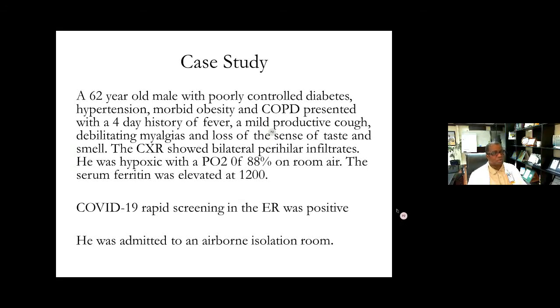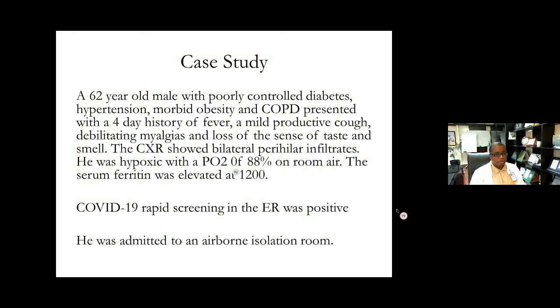We have a 62-year-old male with poorly controlled diabetes, hypertension, morbid obesity, and COPD who presented with a 4-day history of fever, a mild productive cough, debilitating myalgias, and loss of sense of taste and smell. The chest X-ray showed bilateral perihilar infiltrates. The patient was hypoxic with a PO2 of 88% on room air. The serum ferritin was elevated at 1200, and a rapid COVID-19 screen in the ER was positive. As you can well imagine, this patient warrants admission to an airborne isolation room.